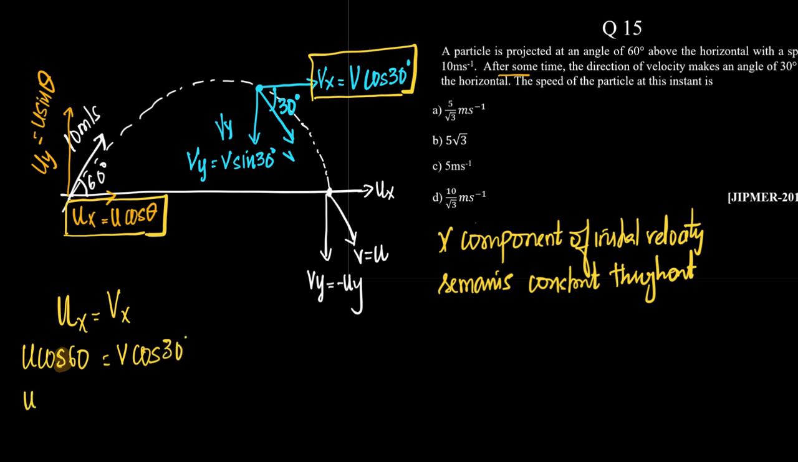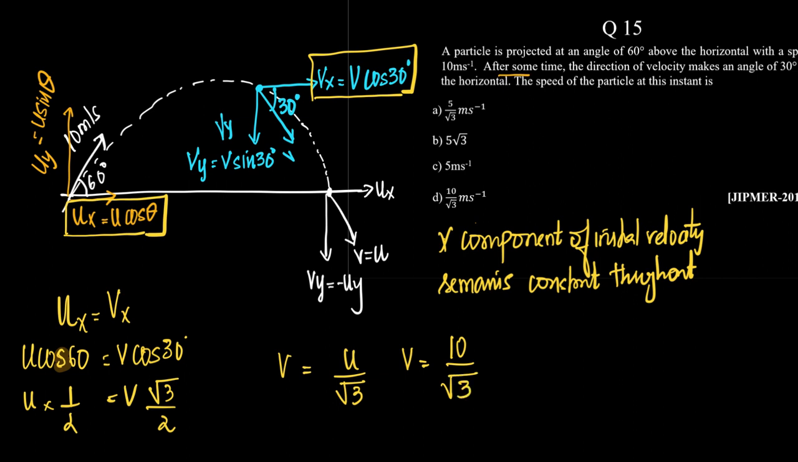Now what is the value of cos 60? It is root 3 by 2. What is the value of cos 30? It is, wait, cos 60 is 1 by 2 and cos 30 is root 3 by 2. So what do we get v as? We get v is equal to u by root 3, and therefore, what is the value of u? u is given to us as 10 by root 3, which gives us the correct option as option D.